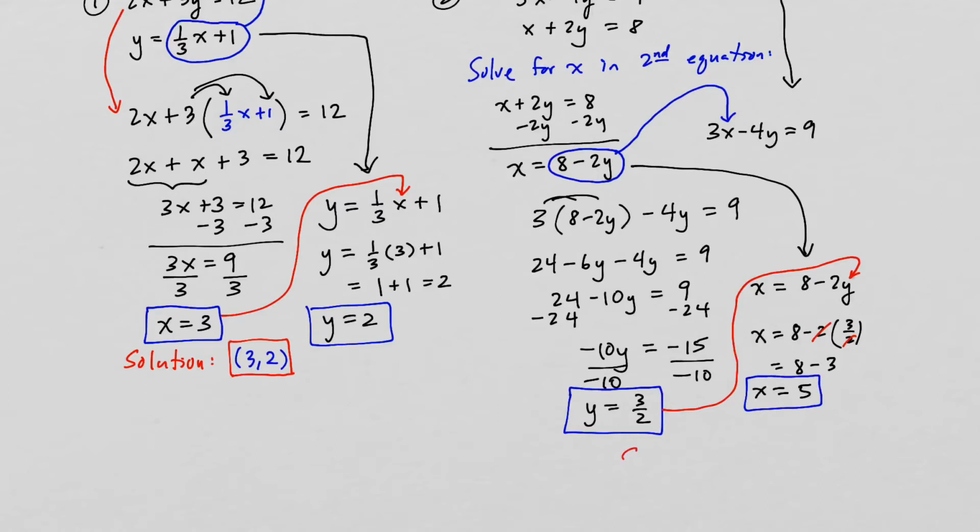And that means our solution is the point (x, y), x is 5, y is 3 over 2. And again, notice that we only have one solution. Okay, so this is the method of substitution. Now we're going to look at a different method, which is sometimes easier to use depending on how the problem is stated.